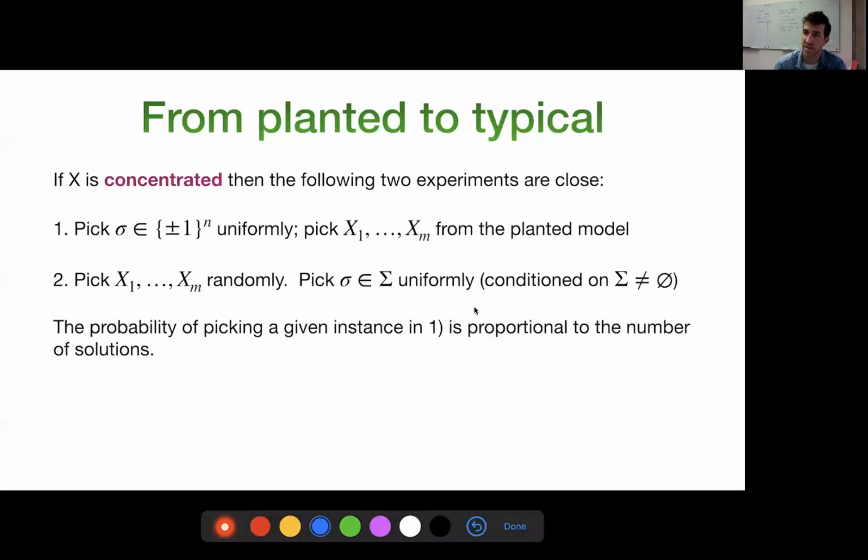Okay, and so that's not a bad conditioning if we're below the satisfiability threshold. The probability of picking a given instance, a given set of x's, is proportional to the number of solutions. And so if the number of solutions for a random instance is tightly concentrated, then instances in experiment 1 are close to uniform, and these two experiments are close together, and we can transfer information.